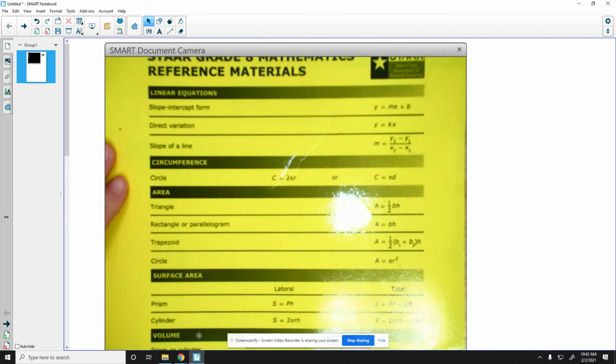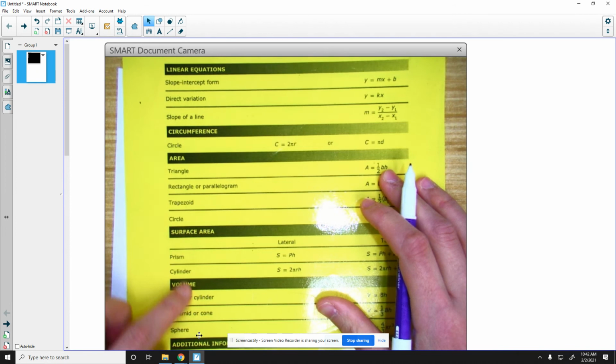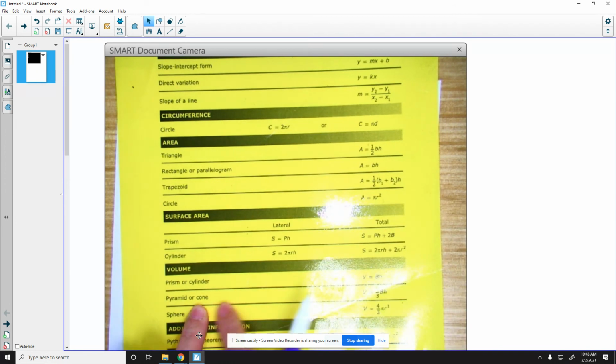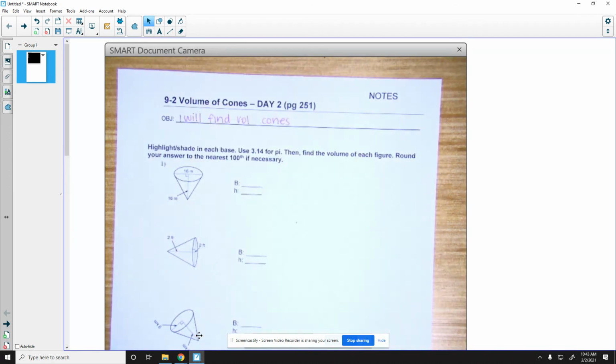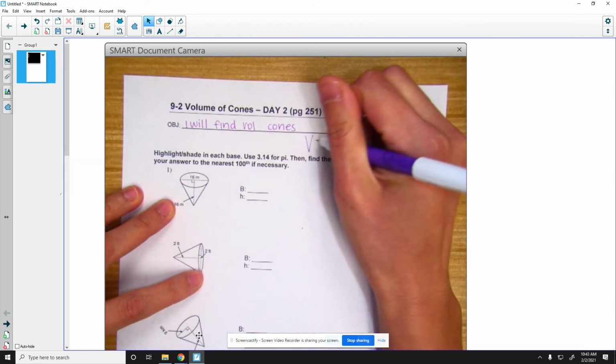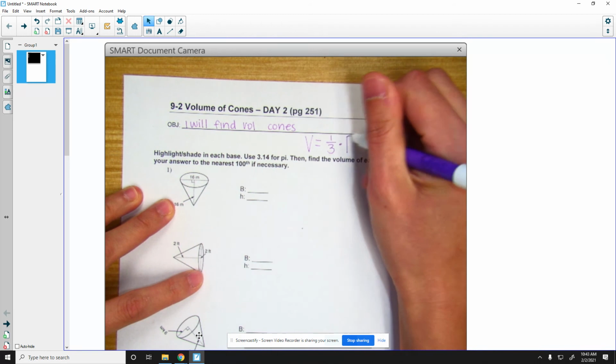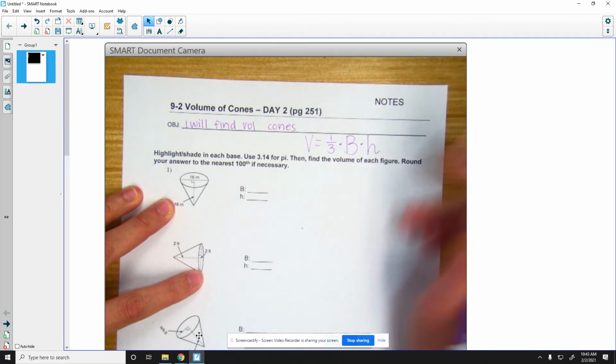I'm doing volume, so you need to go to the volume section. We're doing cones, so cones right here. It's 1/3 base times height, 1/3 b times h. So let's just write it at the top. V equals 1/3 times capital B times lowercase h.